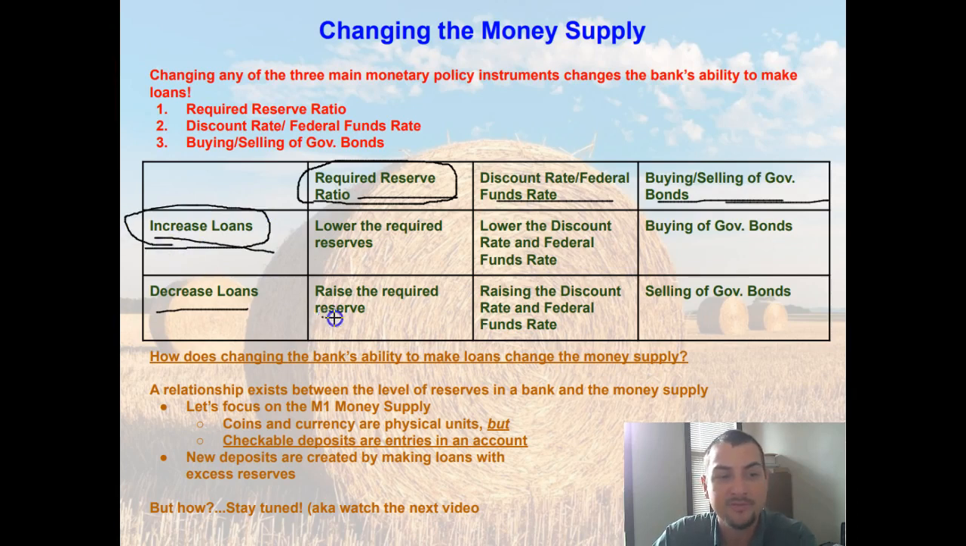The opposite happens if they raise the required reserves. By raising the required reserves, it reduces the amount of excess reserves. The lower the excess reserves, the more it is going to decrease the amount of loans that can be given out.